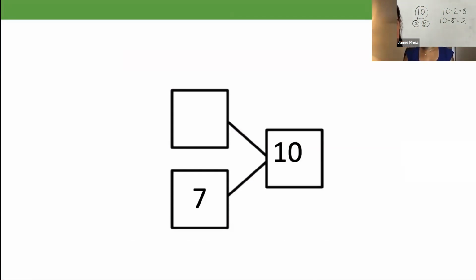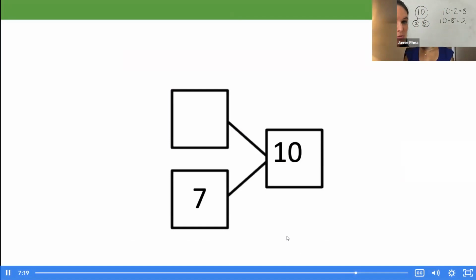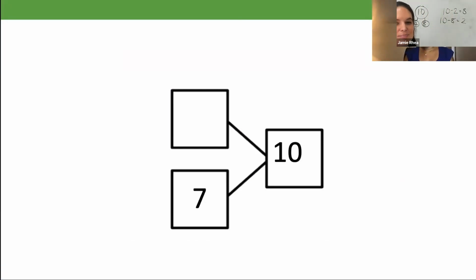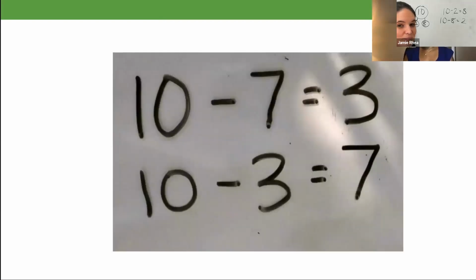Okay, one more. 10 and 7. I want you to do it on your own. Let's see if you can do it. You can pause if you need extra time. Did you write 10 minus 7 equals 3 and 10 minus 3 equals 7? This time, give yourself a pat on the back. You did great work.